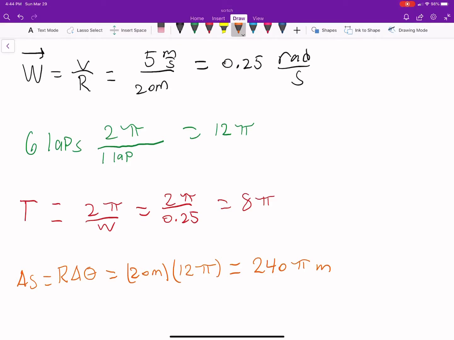And then lastly, if we wanted to find the time it takes to do this, you can do your change in distance over your velocity. So that is just going to be 240 pi divided by 5, or 48 pi.